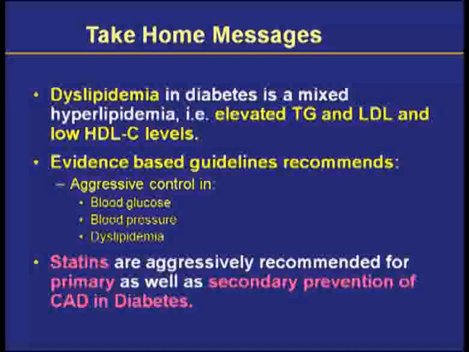Evidence-based guidelines recommend aggressive control of blood glucose, blood pressure and dyslipidemia. Statins are strongly recommended for primary as well as secondary prevention of CAD in diabetes. Hence, every person who is hypertensive and reports to us, with 70% associated with dyslipidemia, insulin resistance and diabetes, needs to be evaluated for insulin resistance, or for pre-diabetes or impaired glucose tolerance, because 70% of patients with hypertension go hand in hand with this pathophysiology.